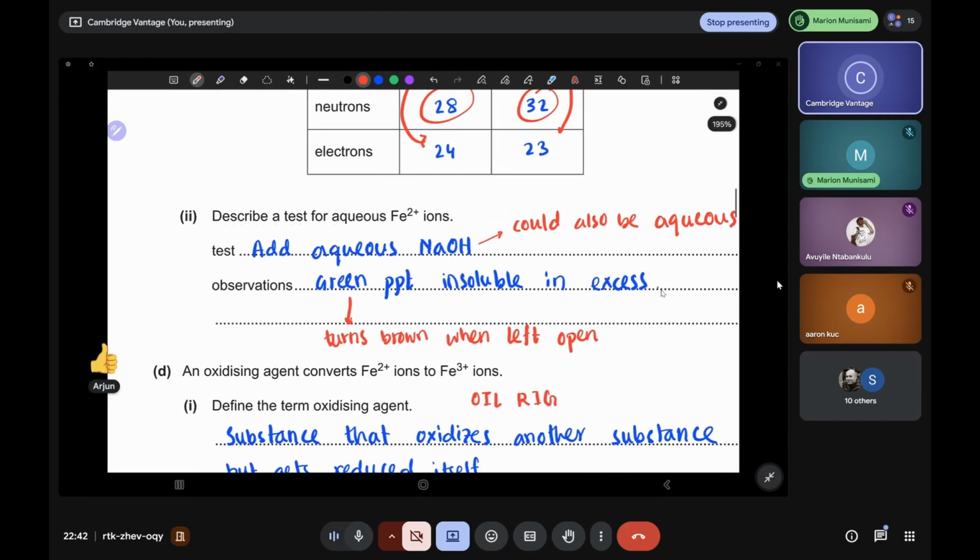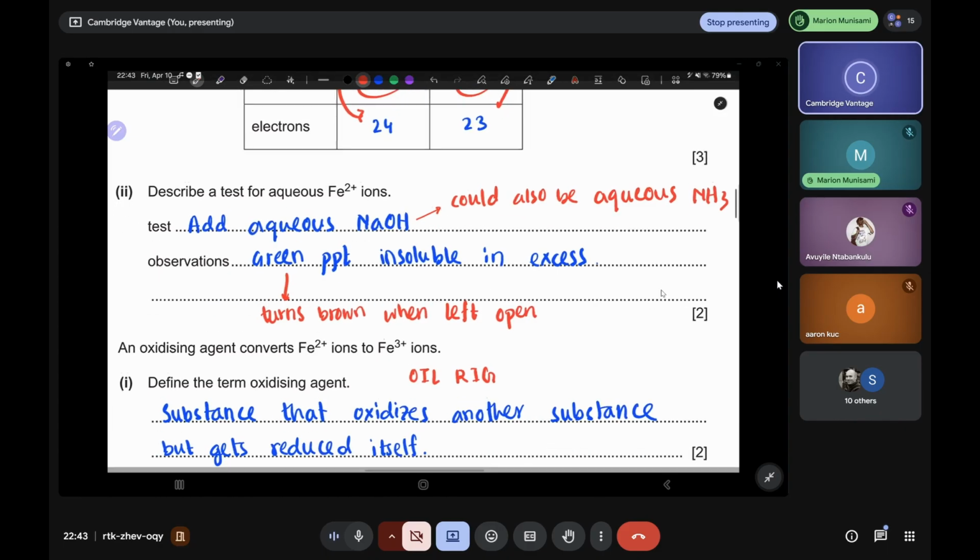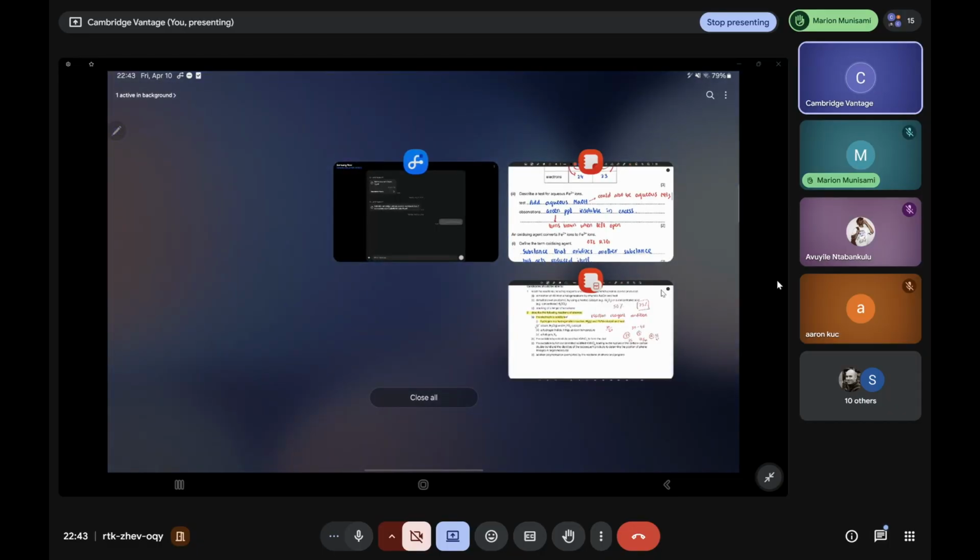All right, and then something that you should know is describe the test for aqueous Fe2+ ions. This thing you will find in your syllabus. Near to the very end of your syllabus, you will find a list of all the ion tests, the flame tests, the test for different gases that you're required to know. Now, if I were to just quickly take a detour and show that.